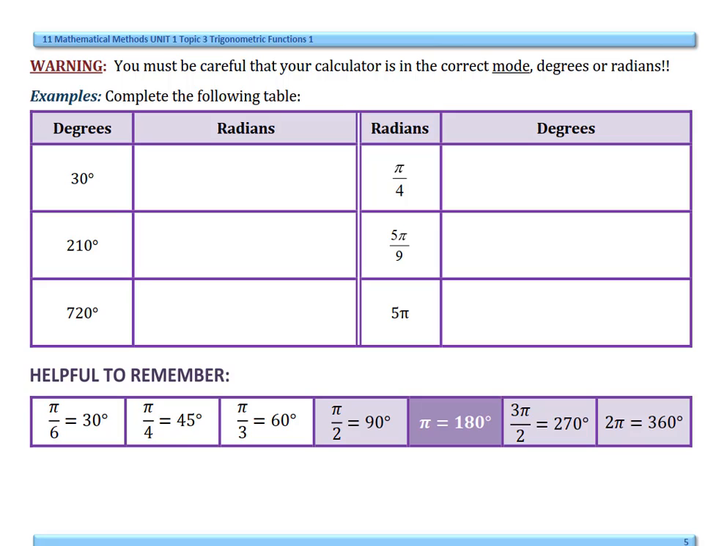Now, just a warning, now we're starting to deal with radians and degrees. Always make sure your calculator's in the right mode. So if you're going to calculate with radians, make sure your calculator's in radians. If you're calculating with degrees, make sure your calculator's in degrees. Now we're going to do some conversions.